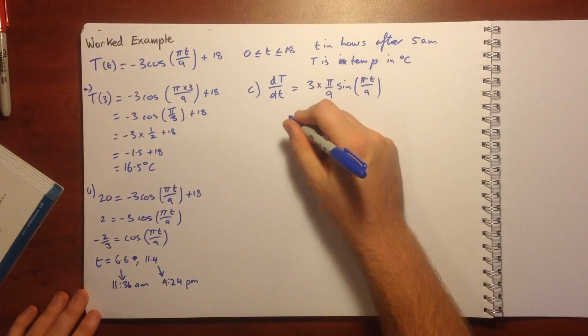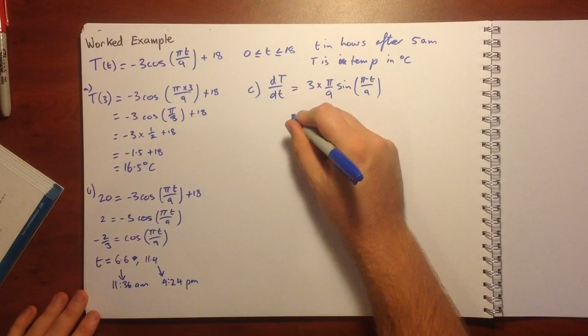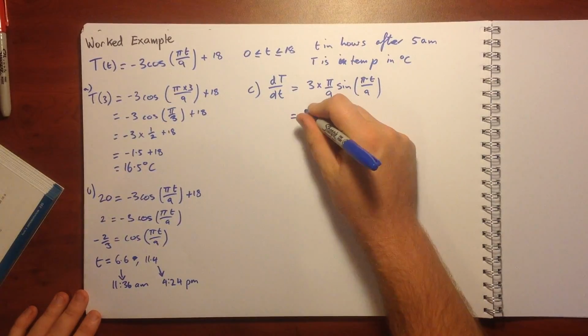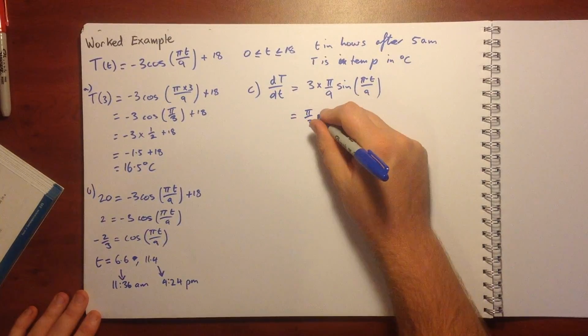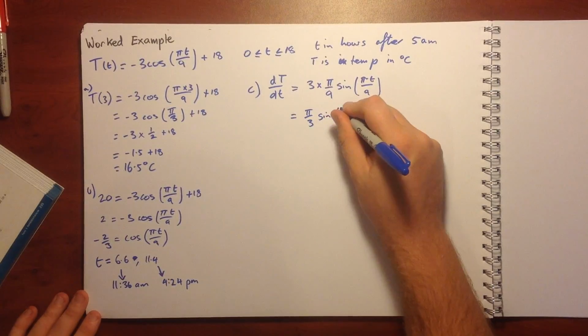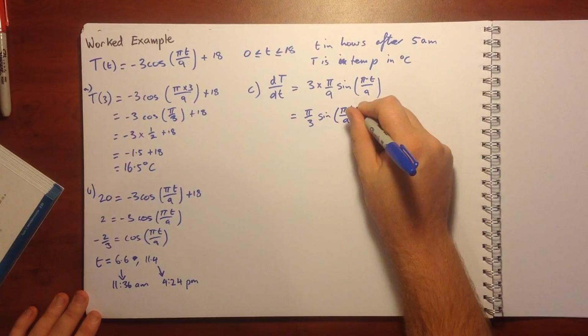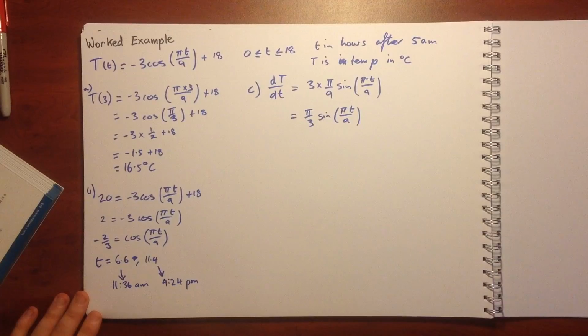Which means we're going to get it as pi on 3 sine of pi t on 9. And yeah, that's all we're going to do for that part.